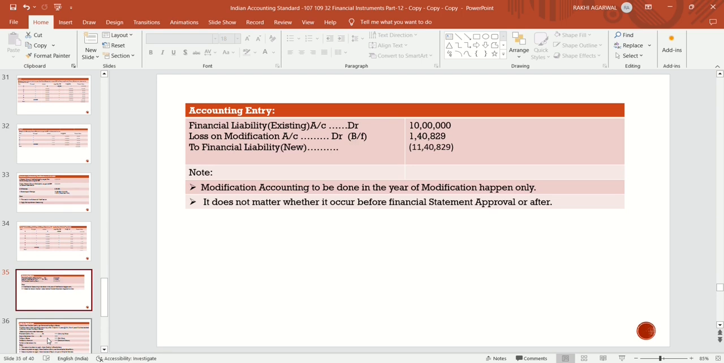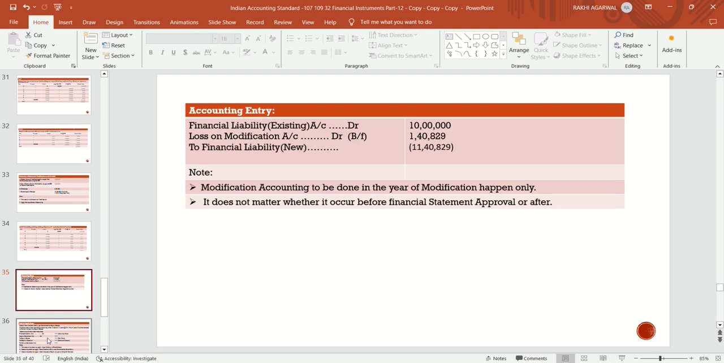So in this case, the existing financial liability is 10 lakhs, and the new liability is 11,40,829, and the differential is to be recognized, whether it's a profit or loss. In our case it will be a loss because the new liability increased. The old liability is 10 lakhs, the new liability is 11,40,829. So the differential 1,40,829 is the loss on modification account debit. That is the balancing figure.